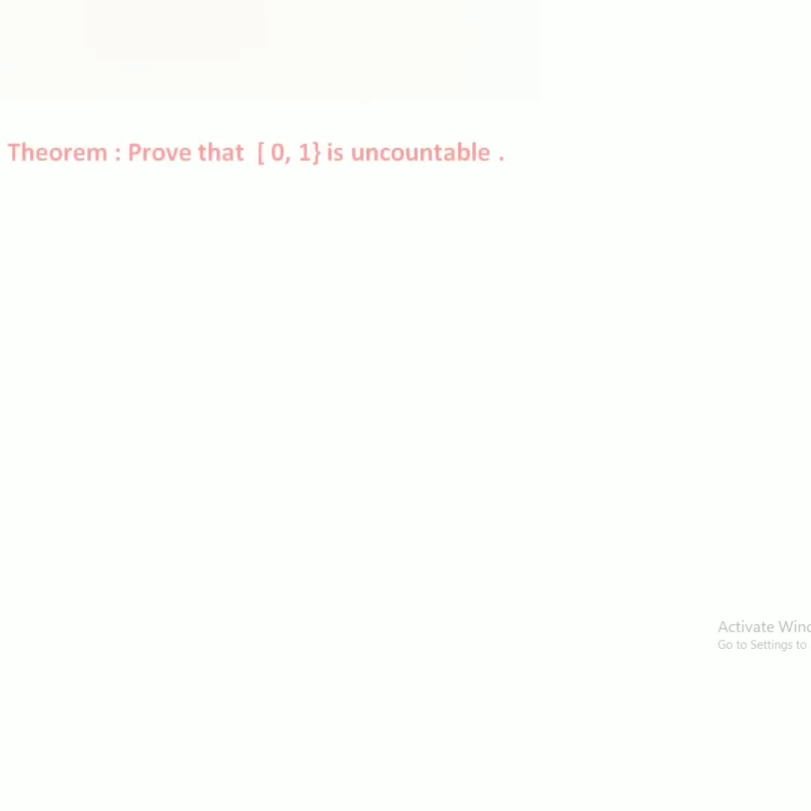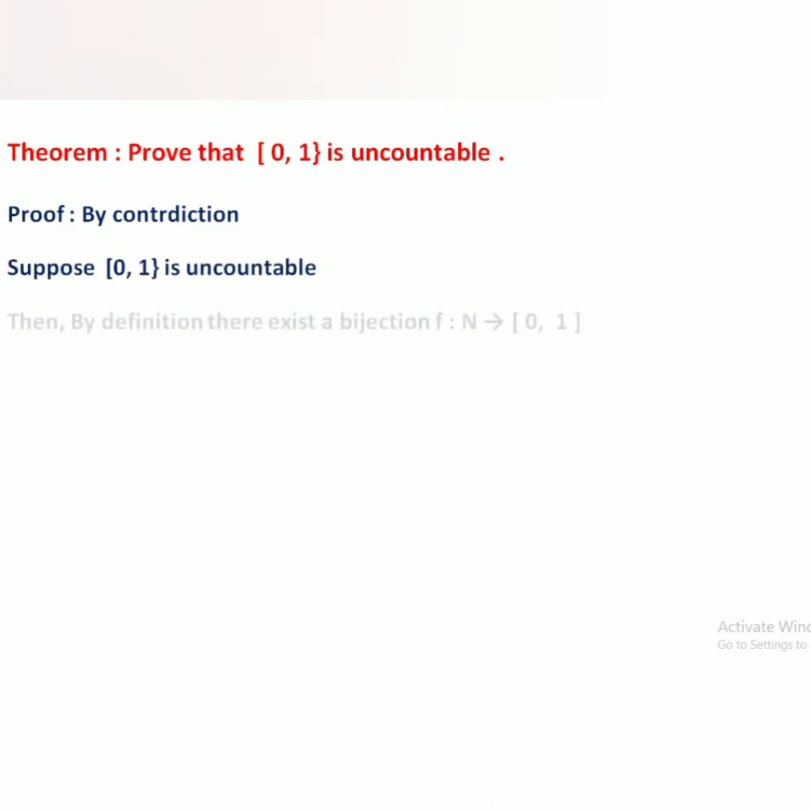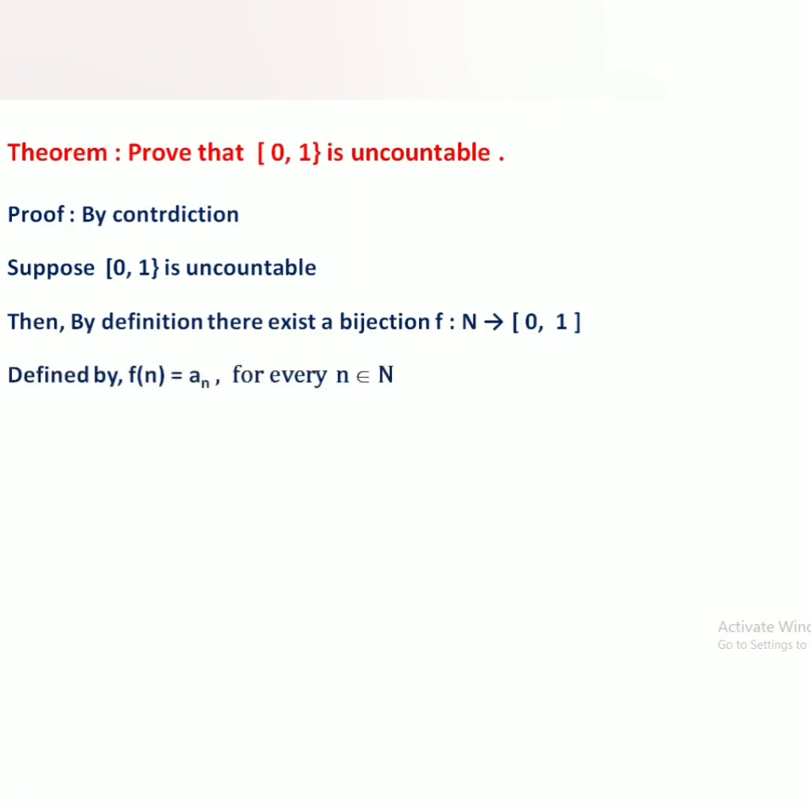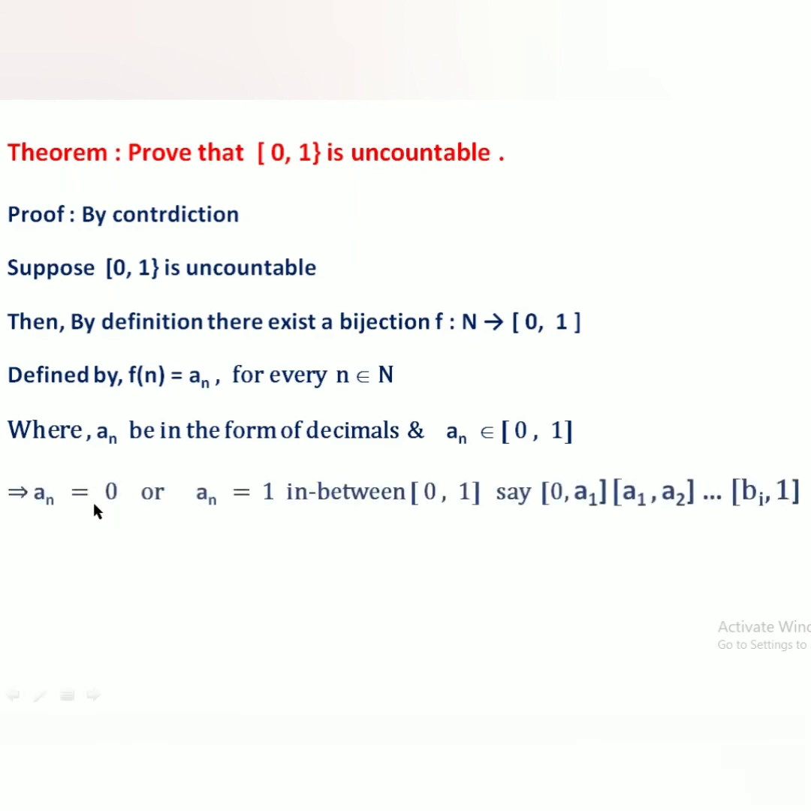Next to go for one more very important interval, prove that (0,1) is uncountable. By contradiction, suppose (0,1) is countable, then there is a bijection F from N to (0,1) defined by F of n equal to An for every n belonging to N, where An is in the form of decimal and it belongs to (0,1). It belongs to (0,1) means the initial point is 0, final point is 1.